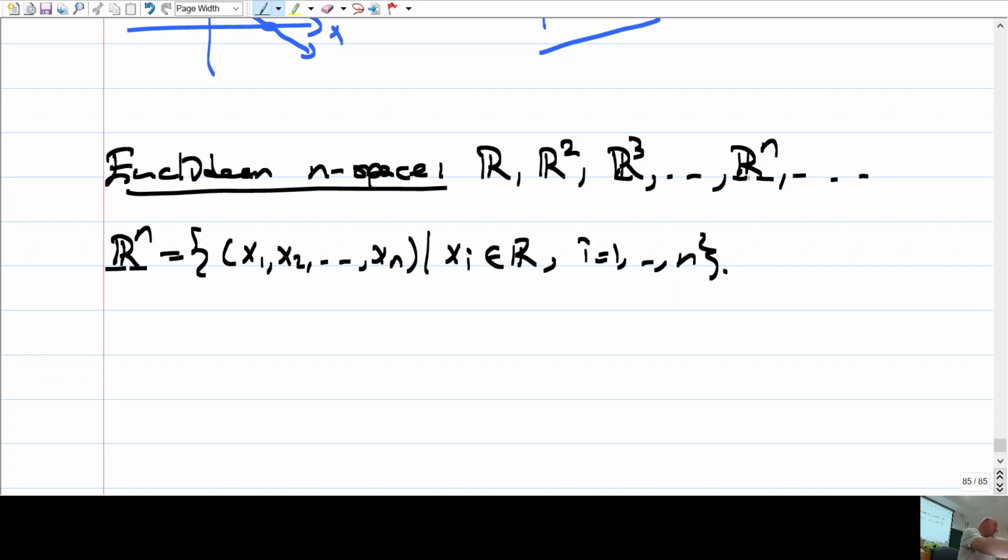There's this interior, exterior stuff, but let me omit that. Okay.